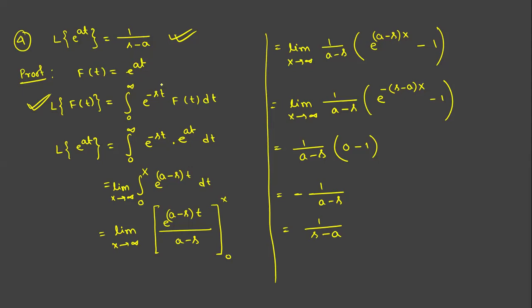Okay, I am solving the next theorem, that means formula number 6. The sixth formula is Laplace of sine at, which equals a by s square plus a square. We have to prove it. So proof. Obviously here f of t equals sine at.